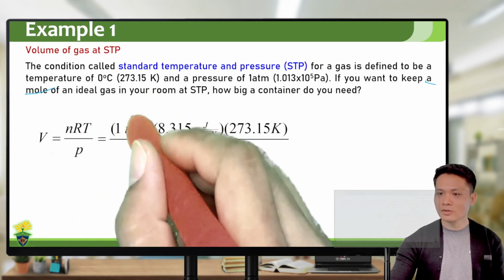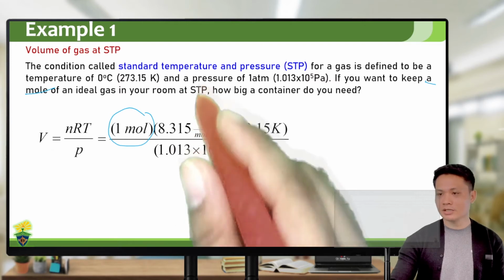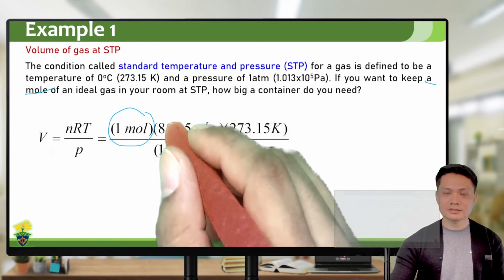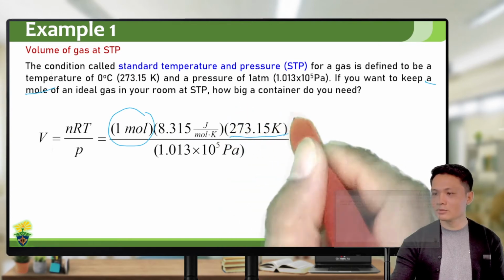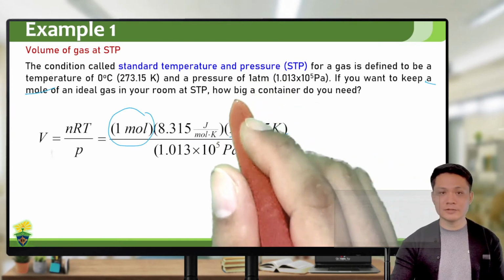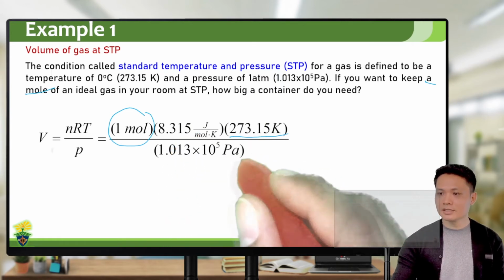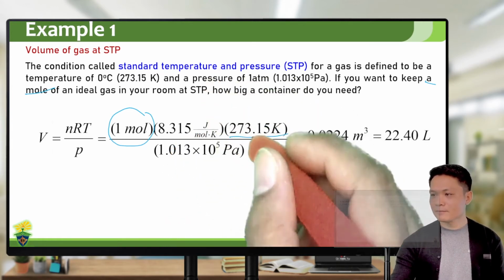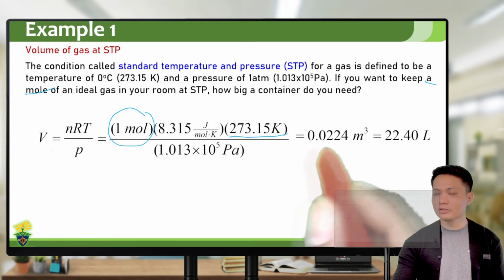So we have 1 mole of gas, and we have the constant R, and at standard temperature, which is equal to 273.15 Kelvin, divided by the pressure given, then we simply solve for its numerical value. We have 0.0224 cubic meter, or simply that is 22.4 liters.